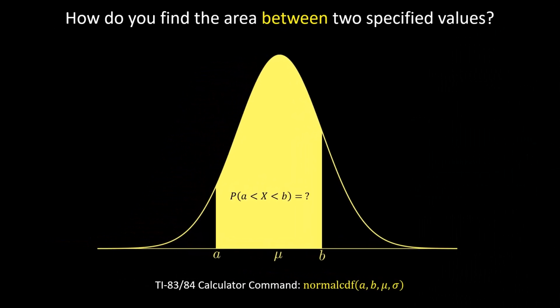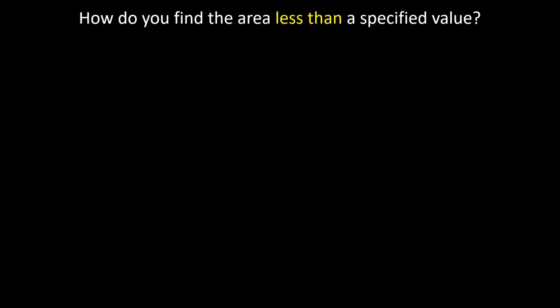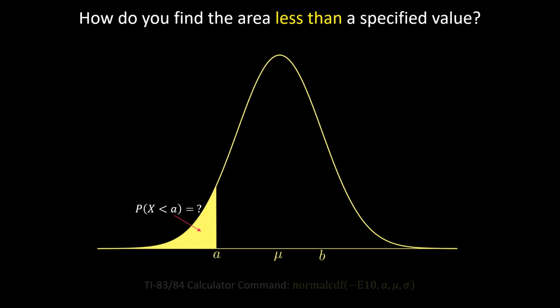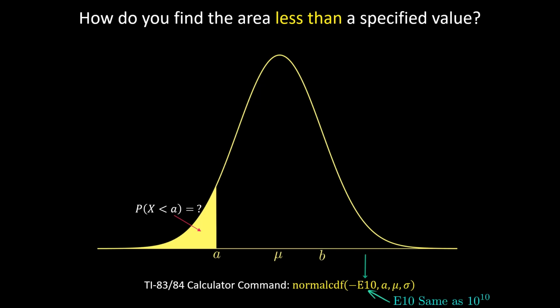The next type of normal curve calculation involves finding the area less than a specified value, or in other words, finding the probability that x is less than some value, let's call it a. So here we shade the area under the curve to the left of a, and we label this area using probability notation. Again, we use normal CDF to get the probability, but this time we specify a large negative number, such as negative E10, as a lower bound to represent negative infinity, the upper bound as a, and then the mean and the standard deviation.